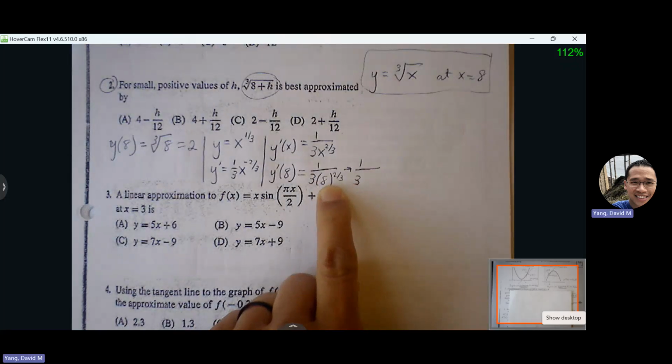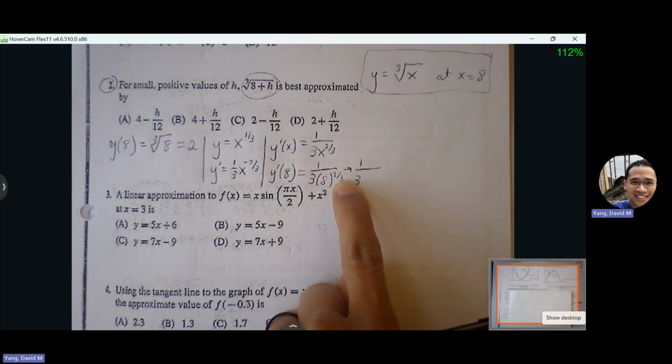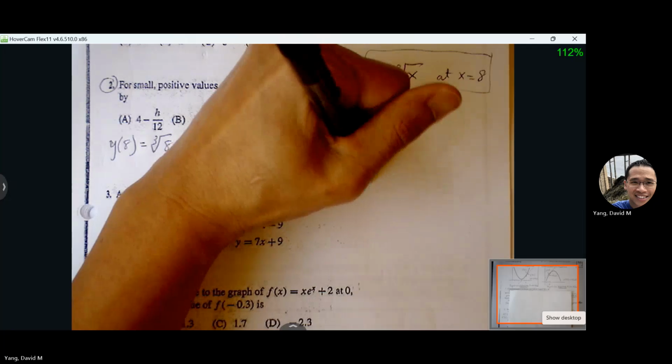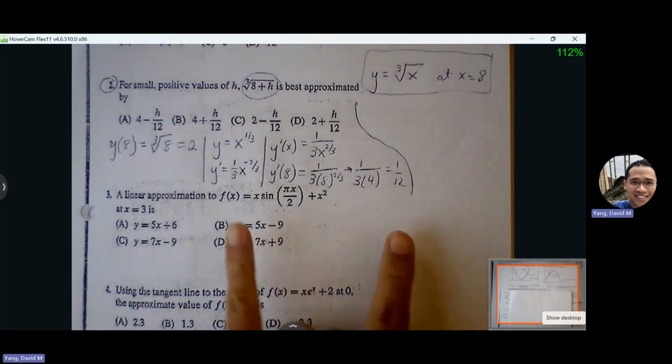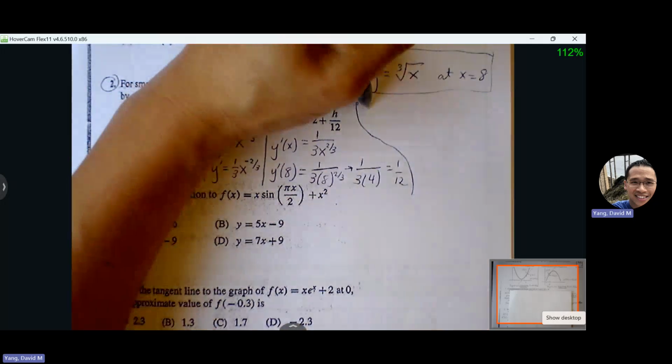Now, cube root, this is 8 to the 2/3. We can do this without a calculator because it's easier. You can cube root it before you square it. So do the cube root of 8, that's 2, and then 2 squared is 4. So we have all the data that we need to build our tangent line equation.